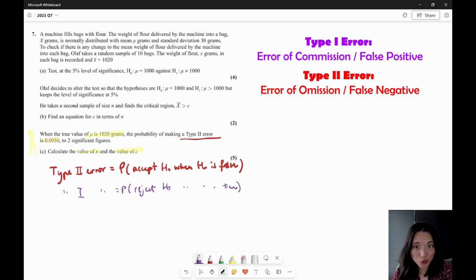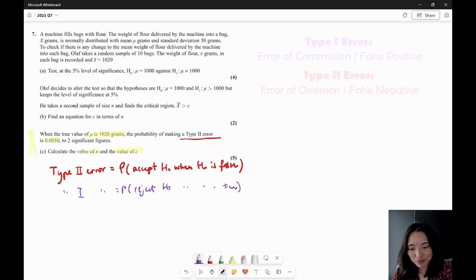When we're committing type 2 errors, we're saying there's nothing to see here, H0 is fine, there's not enough evidence for us to do anything else. The error of omission, false negative. How do we convert this expression into something more mathematical? Let's have a think about what the probability of accepting H0 when H0 is false.